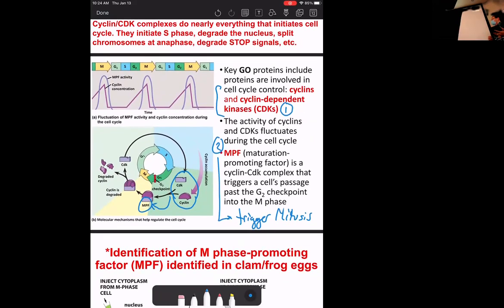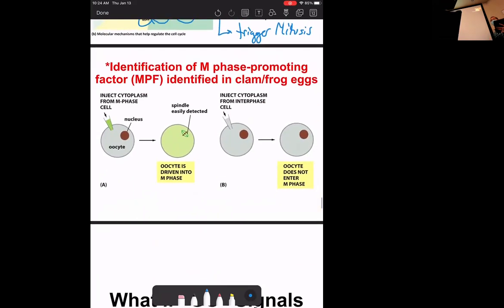Now what I mean by that, and the next slide is sort of to show you how powerful MPF is as far as a go signal. If you just add MPF to a cell that's just minding its own business, the cell starts to freak out and undergo mitosis just immediately. So that's why MPF is kept under all these signals, because you don't want mitosis to happen unless you really, really need it to.